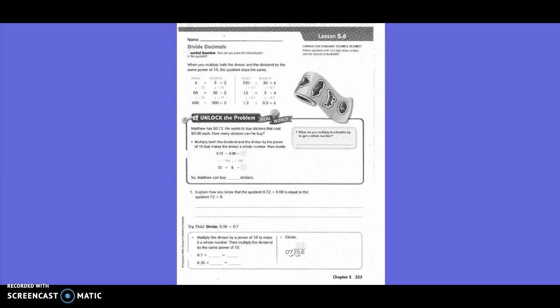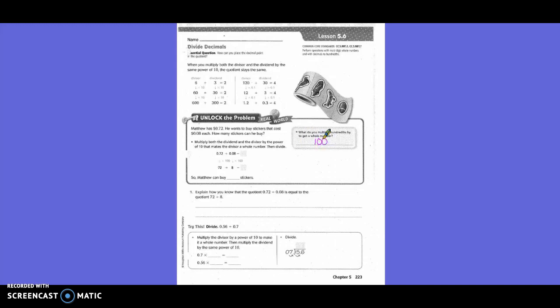Unlock the problem. Matthew has 72 cents. He wants to buy stickers that cost 8 cents each. How many stickers can he buy? So first of all, they multiplied 72 hundredths times 100, and then they multiplied 8 hundredths times 100. So what did they multiply each one by? 100.